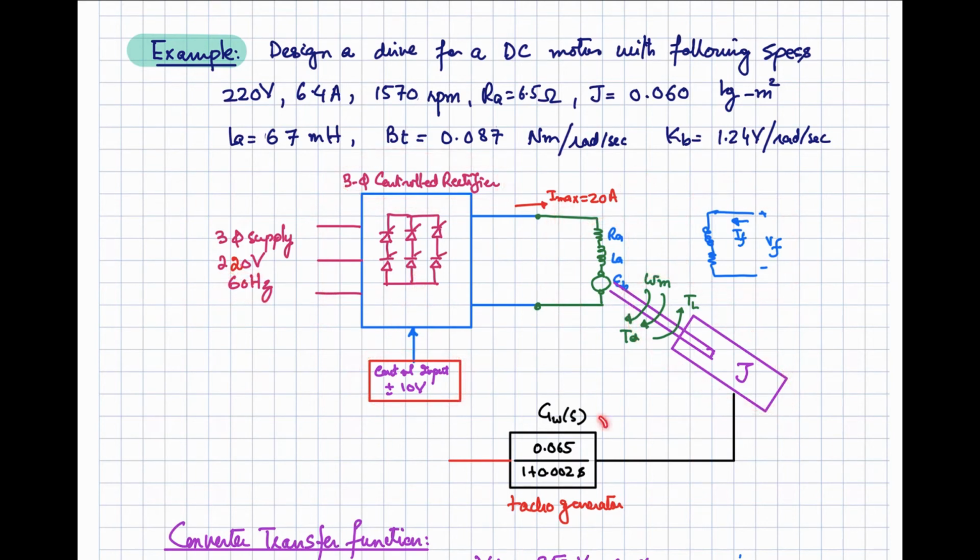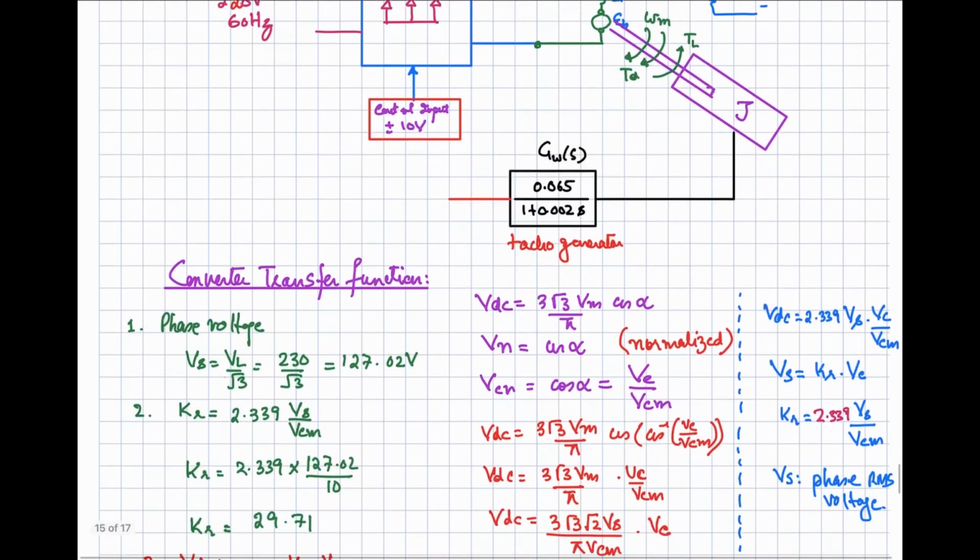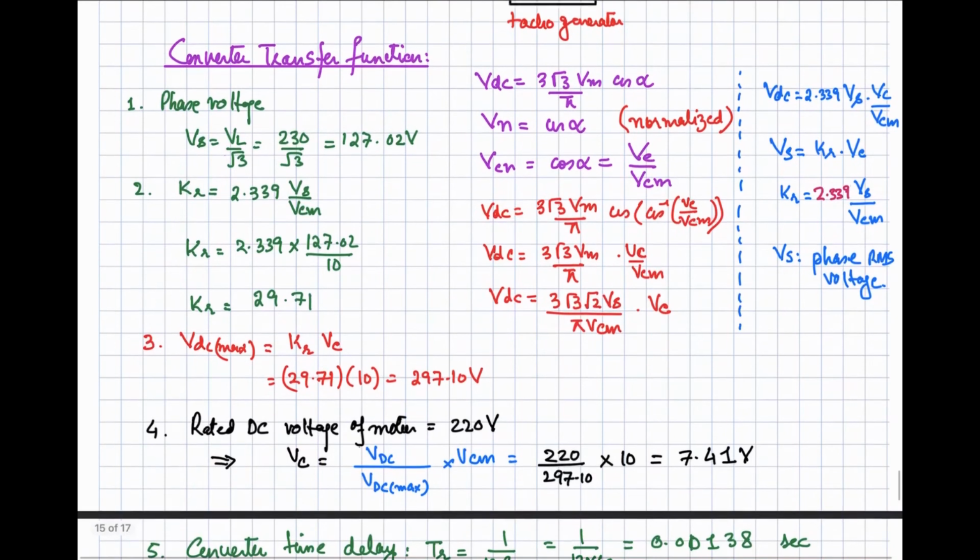And the speed sensor, the speed feedback loop, has this transfer function. So this information is given to us, and with that we are going to design the current controller and the speed controller. Okay, so first of all let's talk about the converter transfer function.